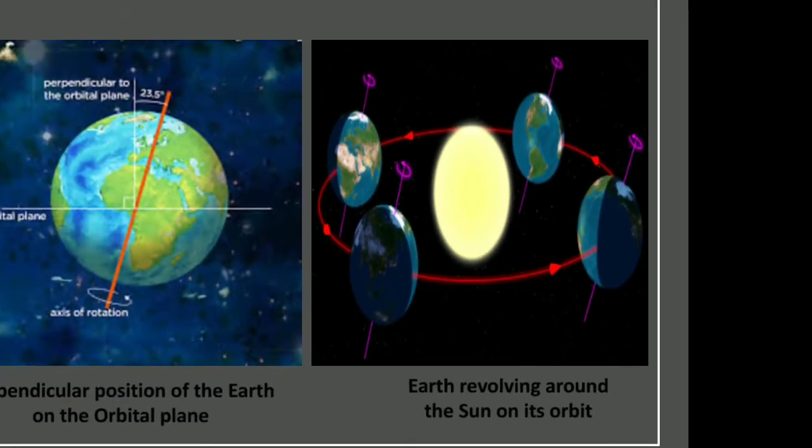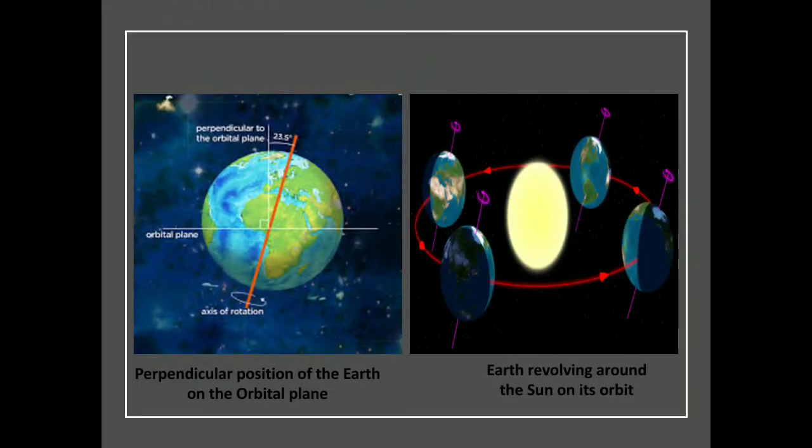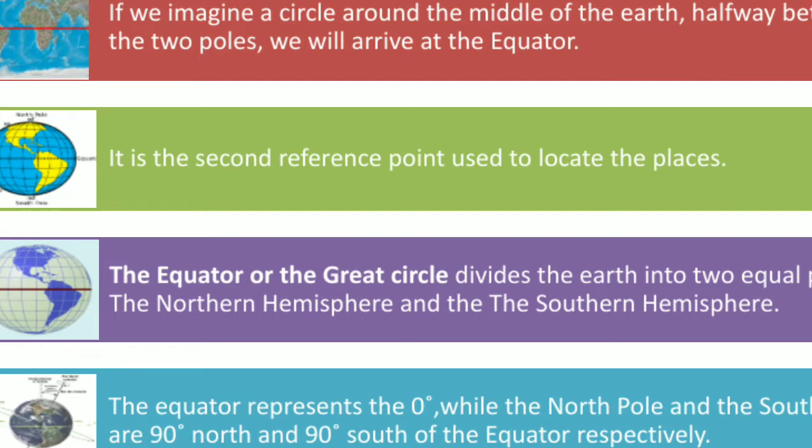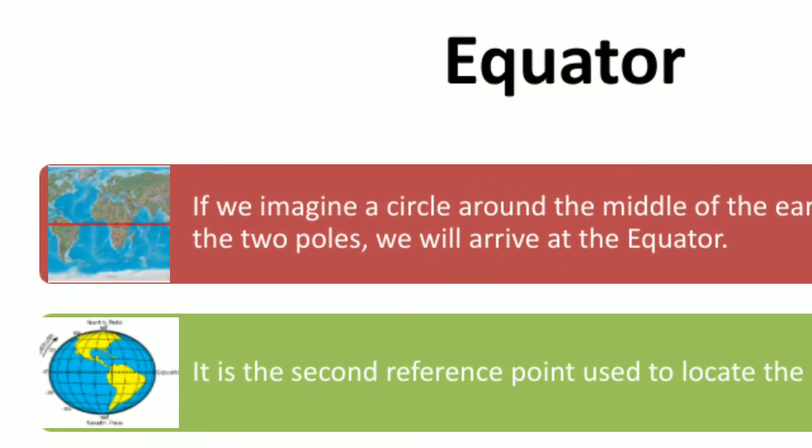So I hope it is very clear with these two pictures now. So now let's come to the next slide. Now let's know more about the equator. If we imagine a circle around the middle of the earth, halfway between the poles, we arrive at the equator. So you can see like this.